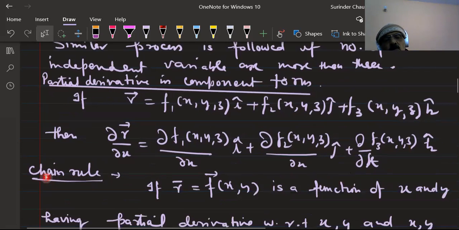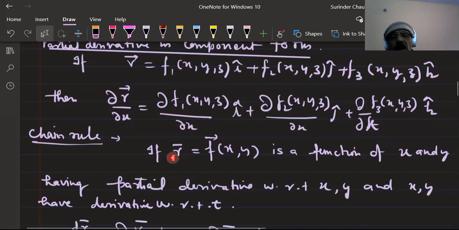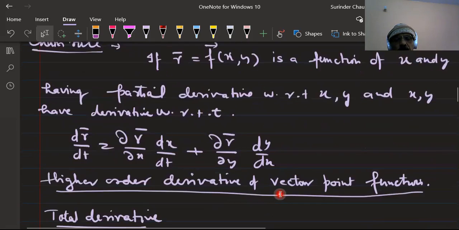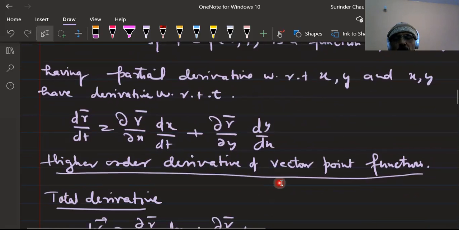So the chain rule: if r, the position of a point, is a function of x and y variables, and x and y are functions of variable t, then the differential of r with respect to t will be, for r a function of x and y, the partial of r with respect to x times dx/dt, plus the partial of r with respect to y times dy/dt. So higher order derivatives of a vector point function can be calculated in a similar fashion. You can find third order, fourth order, and any order derivative.